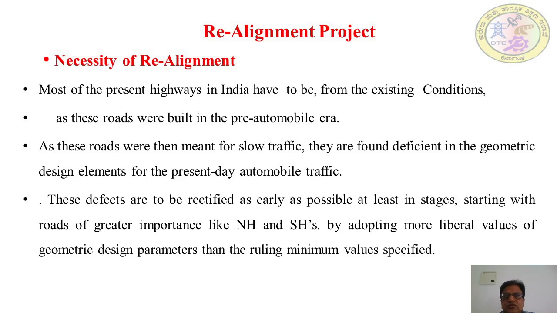There are about 6 to 7 situations under which we go for realignment of a highway project. As these roads were meant for slow traffic, whatever alignments were there were very much suitable for slow traffic, but for present-day traffic it is very difficult. So for that purpose, you need to do the realignment. The defects may be there in both the national highway and the state highway with respect to the geometric design, the design speed, the stopping sight distances, the horizontal curve, the vertical curve, the ruling as well as the minimum design speed, etc. All these things you can rectify in the realignment project.